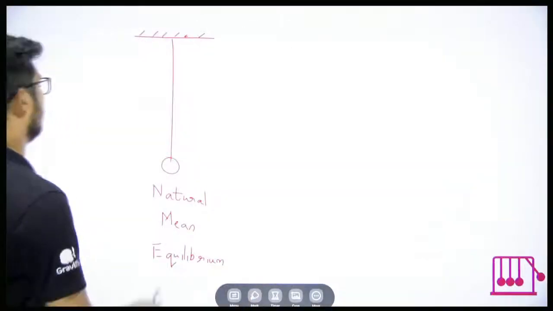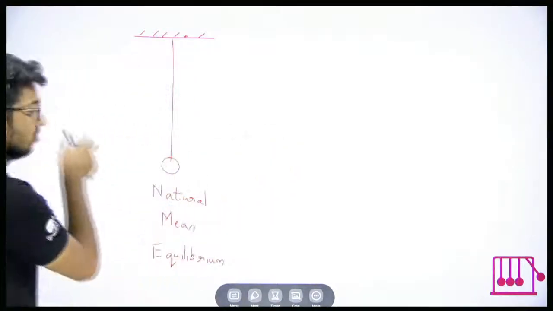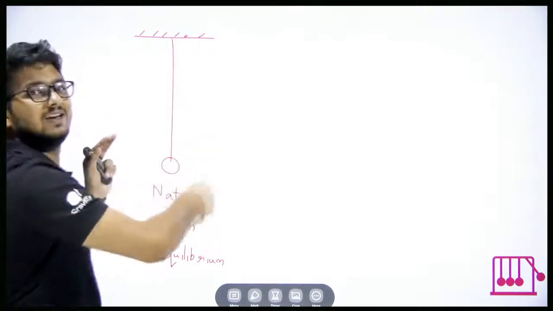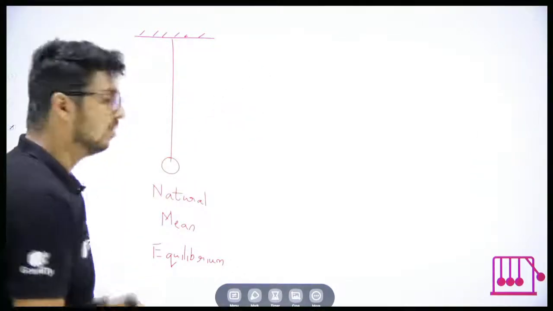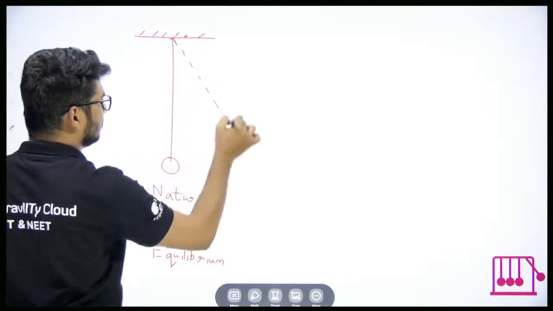Now, you just shift it slightly, either towards right or towards left, and then leave it, and what happens then? The pendulum oscillates. The pendulum oscillates, yes or no? So let's say this is the maximum distance until which it goes.